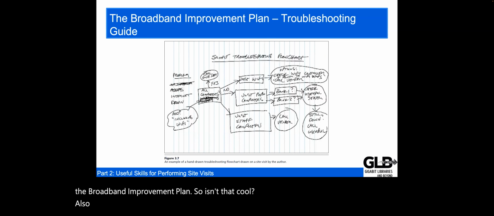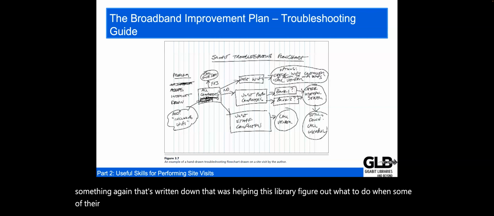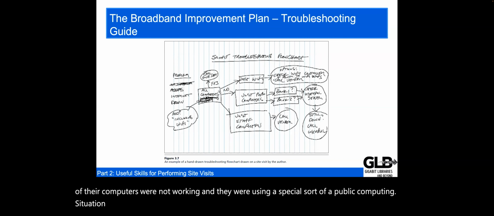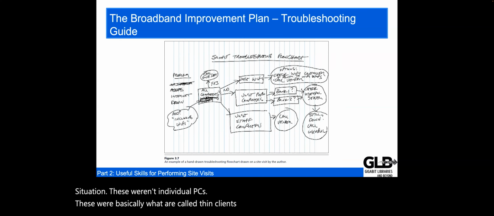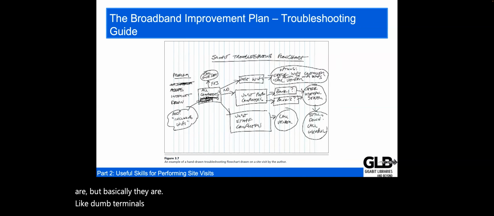We also, in one case, put together a troubleshooting guide. This is an example of doing something, again, that's written down, that was helping this library figure out what to do when some of their computers were not working. And they were using a special sort of public computing situation. These weren't individual PCs. These were basically what are called thin clients. We won't go into the depths of what thin clients are, but basically they are like dumb terminals that have all the computing power on a server that's close by. And they're arranged in different banks.